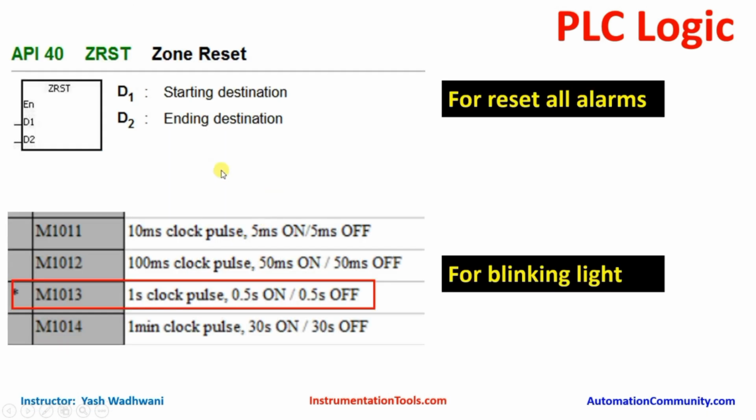Now we will see how we will reset this. Simply, we will use the ALR reset instruction to reset all the active alarms. And lastly, for the blinking of the tower light, we will use the special internal memory register M1013, which provides a 1 second clock pulse, 0.5 second on and 0.5 second off. So we will use this bit to create the blinking red light.